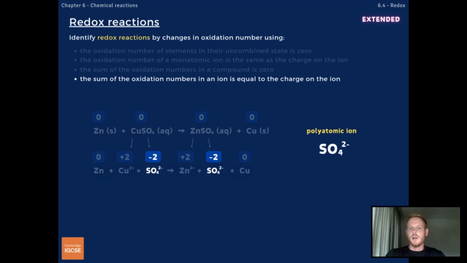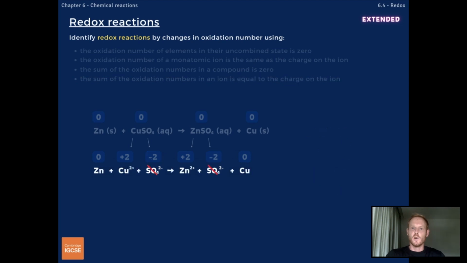Number 4. The sum of the oxidation numbers in a polyatomic ion is equal to the charge on the ion. A polyatomic ion is an ion made of two or more atoms covalently bonded together. For example, the oxidation numbers of sulfur and oxygen are +6 and -2 respectively. So our sulfate ion has an overall oxidation number of 6 + 4 times -2, which is -2.